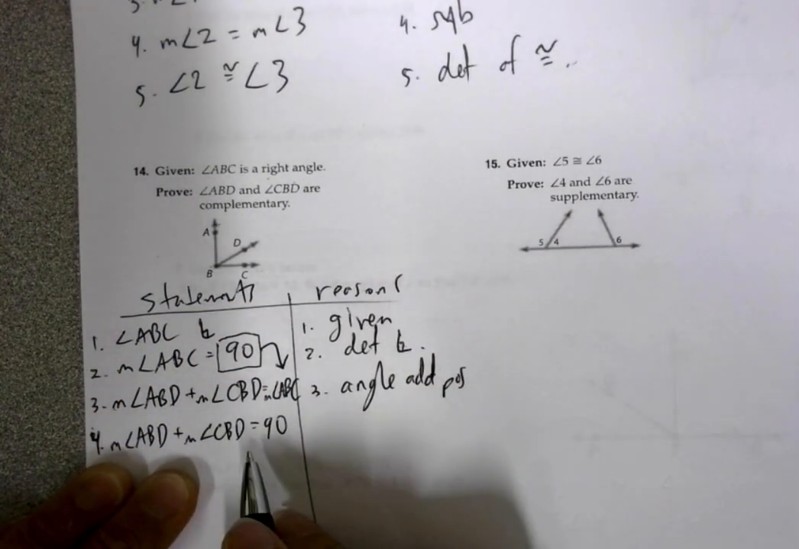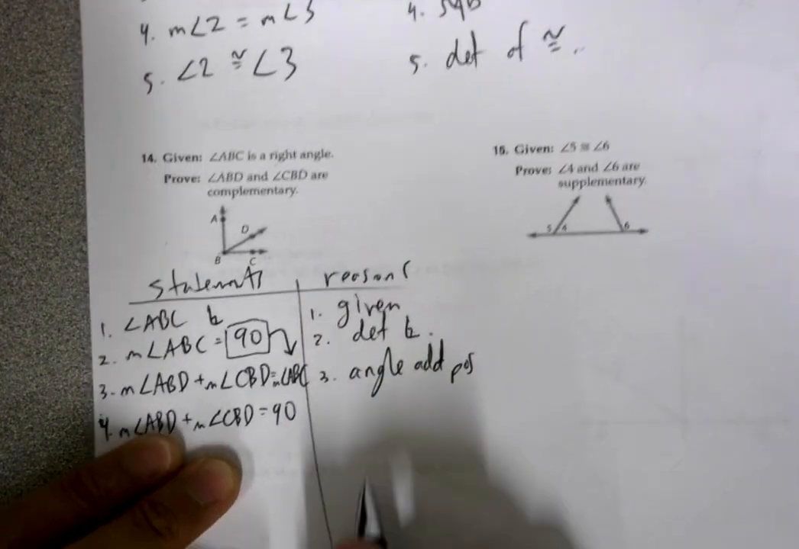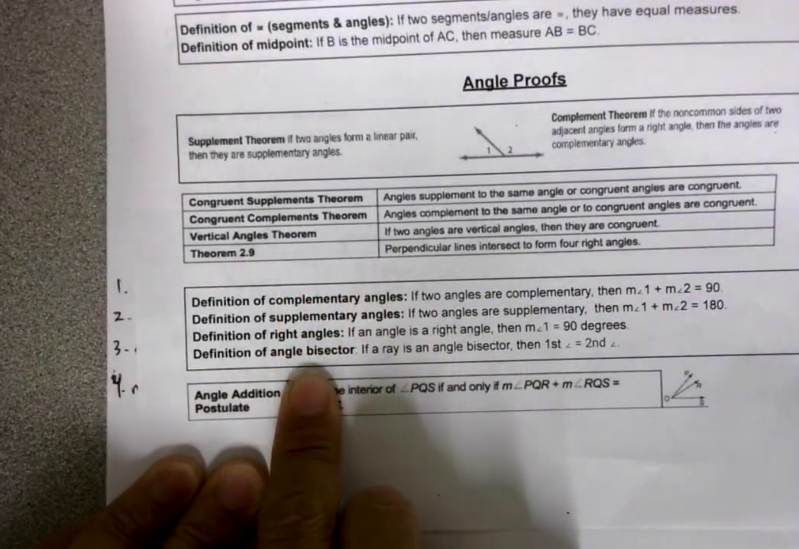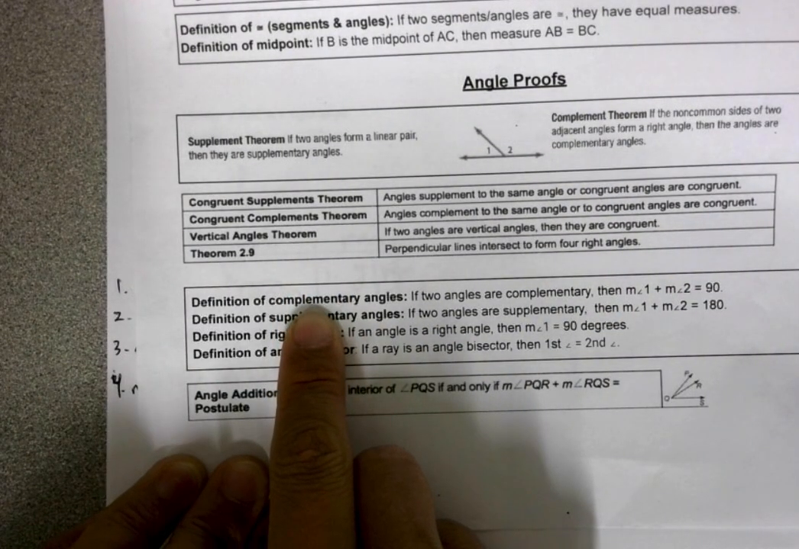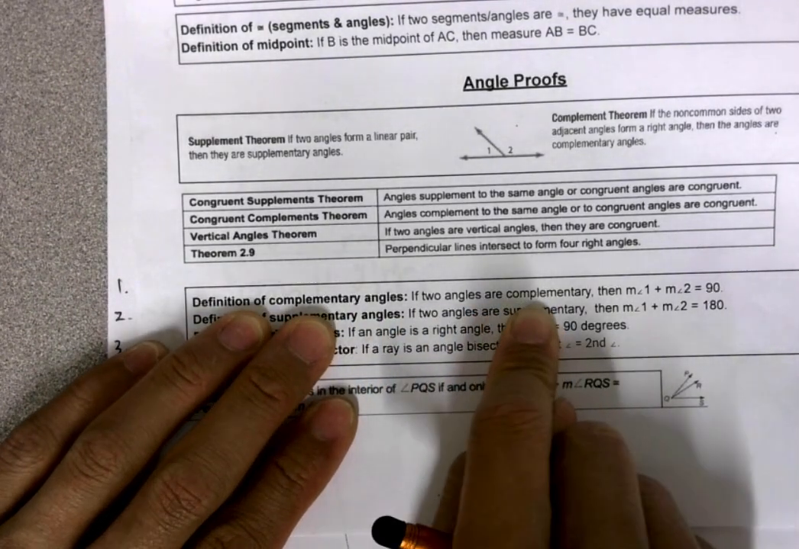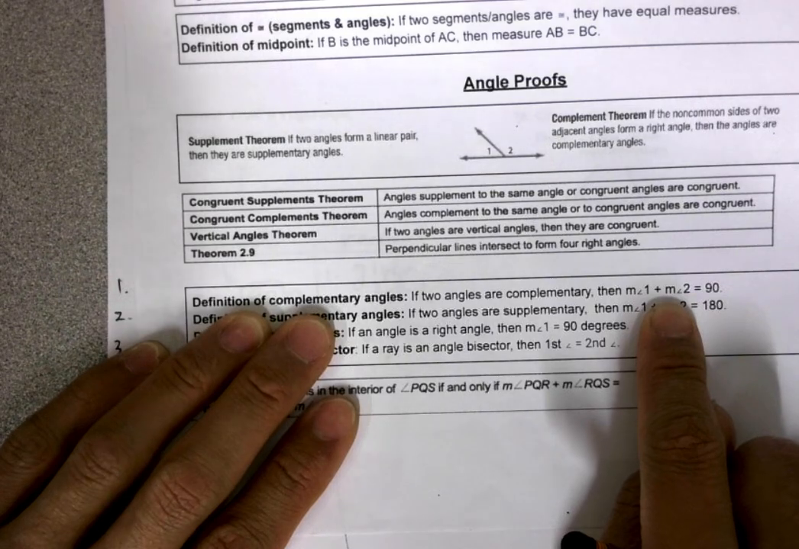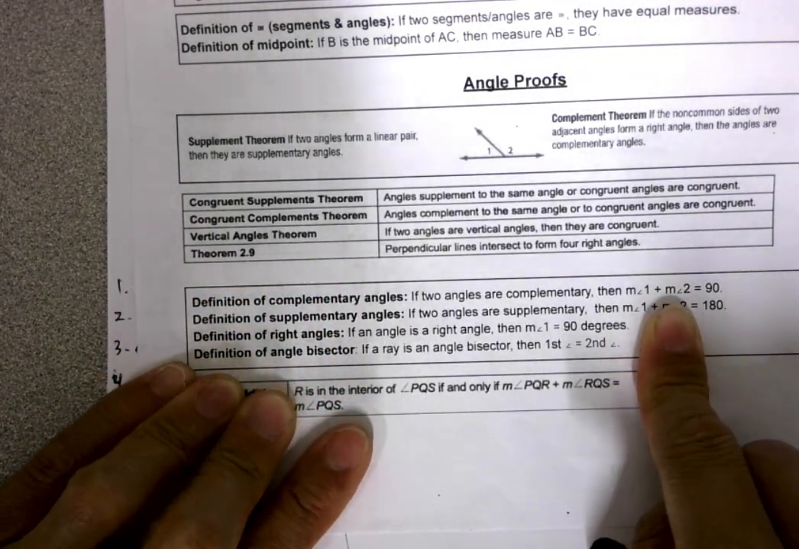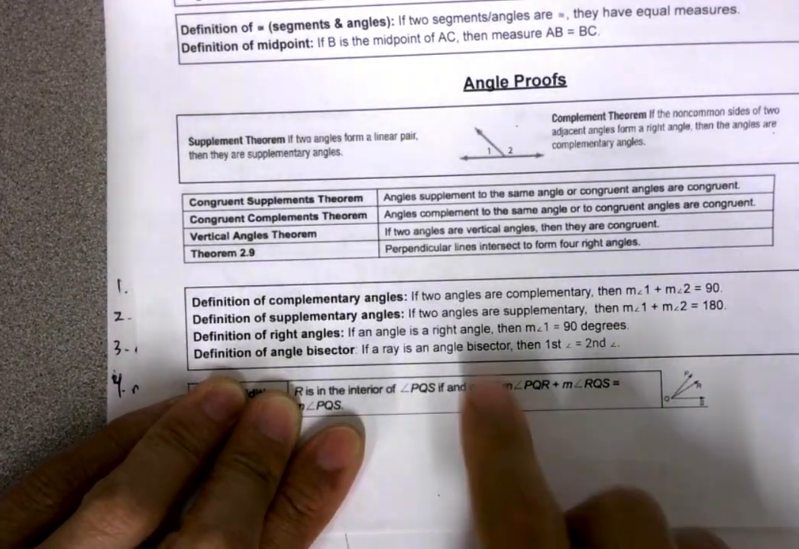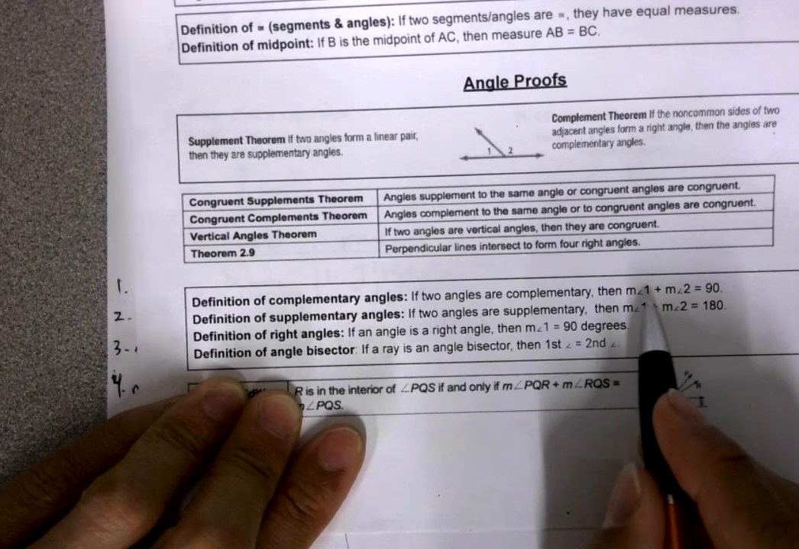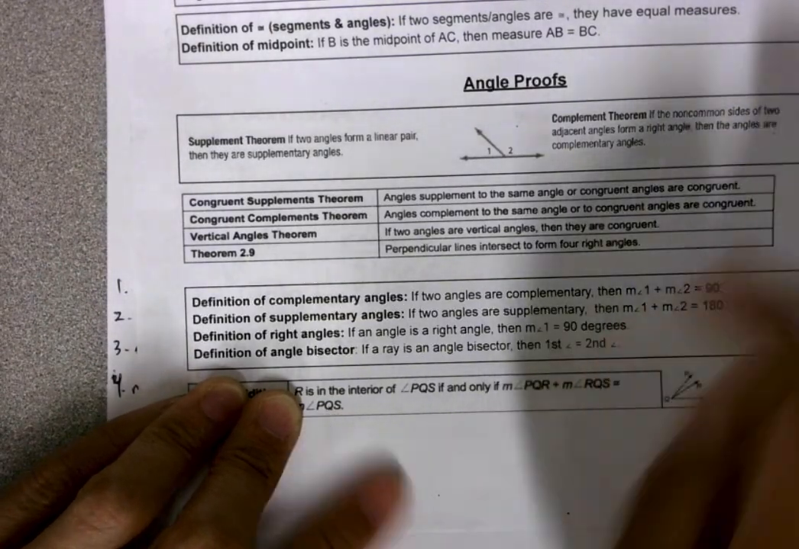All right, great. Where can we go from here? Well, now we can go to the definition of complementary angles. The definition of complementary angles lets you say that if you have a statement that says two angles are complementary, then you can create the equation. But remember, definitions go both ways. They're if and only if. You can go from statement to equation, but you could also go from equation back to statement. So we have this equation, and we're going to go back to the statement.